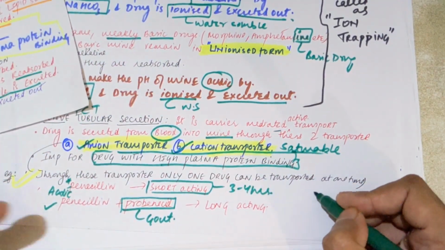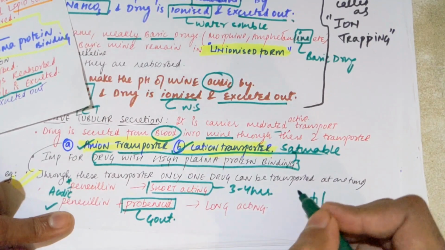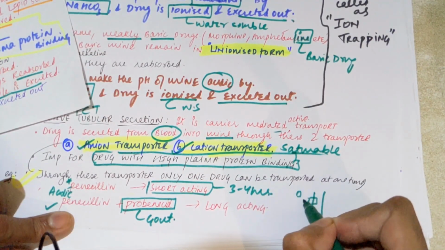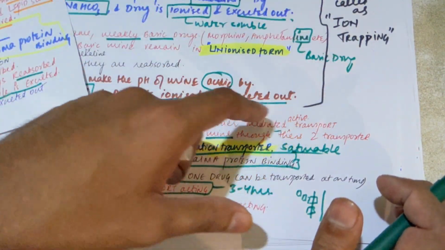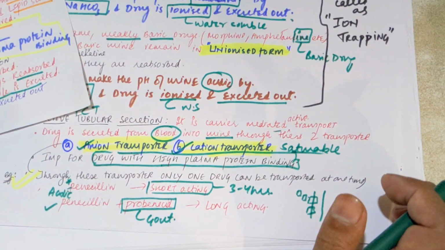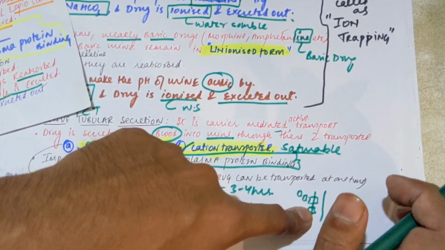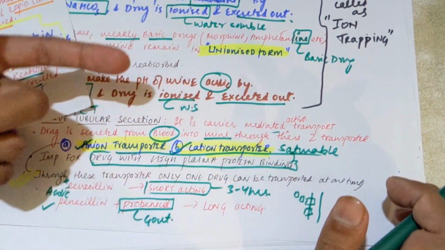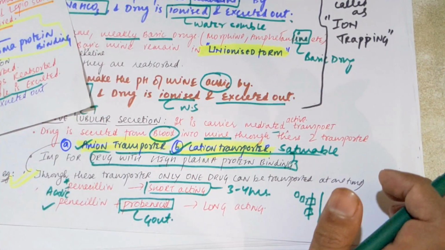So in the PCT, just consider this is your PCT and this is the anionic transporter. Now this is your aspirin and this is your probenecid. Probenecid will cross first, so there will be a competition between probenecid and penicillin. Probenecid will not allow penicillin to cross this transporter. So penicillin will stay in the systemic circulation, and the action of the penicillin will be increased.